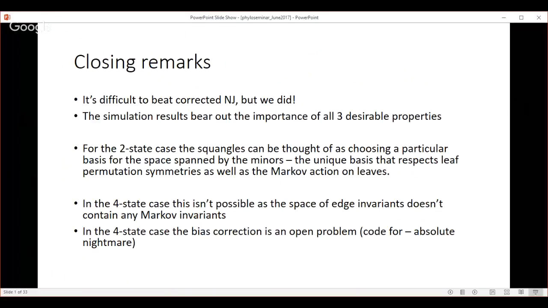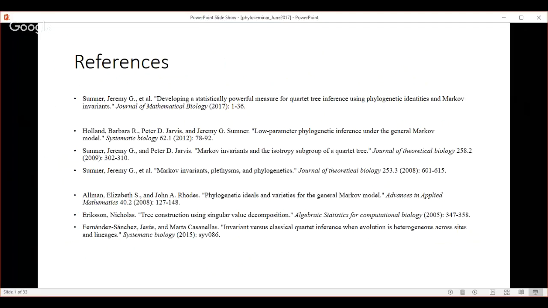So that's pretty much all I want to say. I've got a few references here. The talk's basically just gone through some of the results in this reasonably recent paper. They build on, and this is incomplete, a lot of work by Jeremy and Peter over the last decade or so on trying to understand how you can bring some of these useful ideas from entanglement theory and physics into the world of phylogenetics and get some bang for buck out of them.